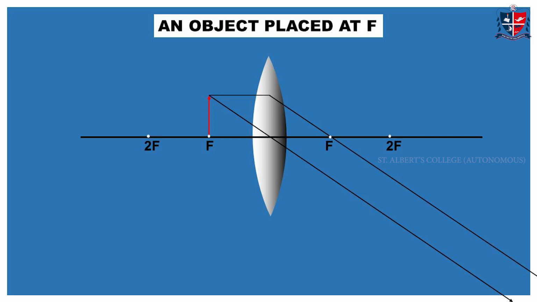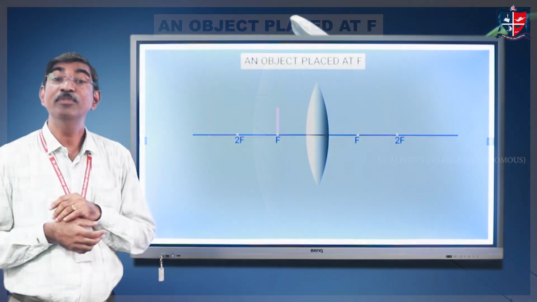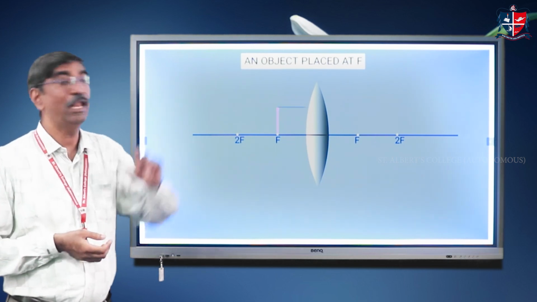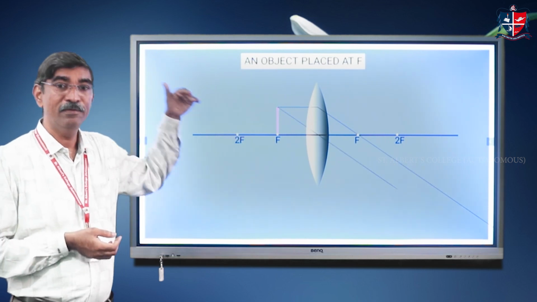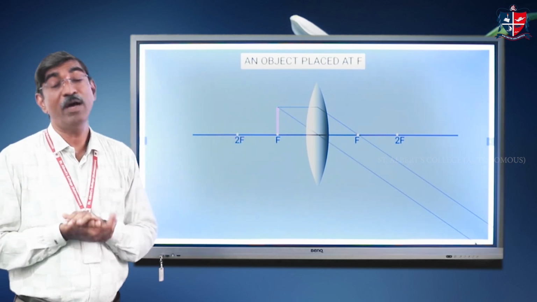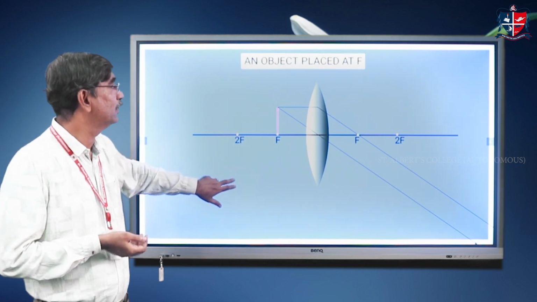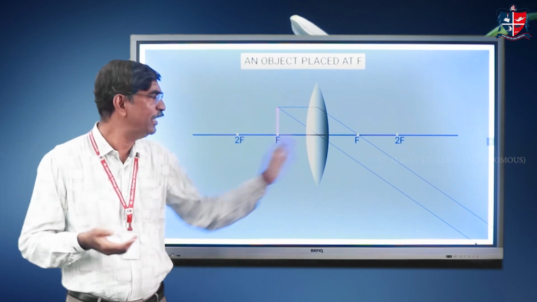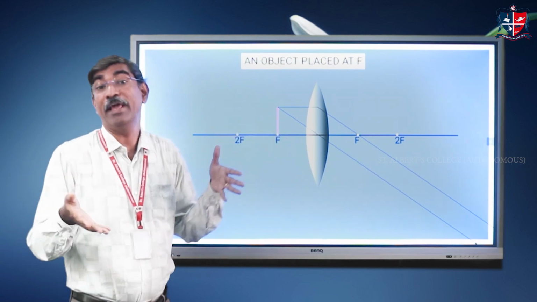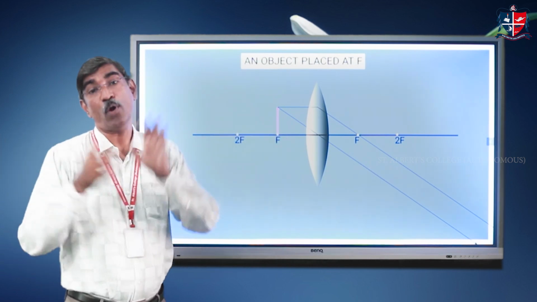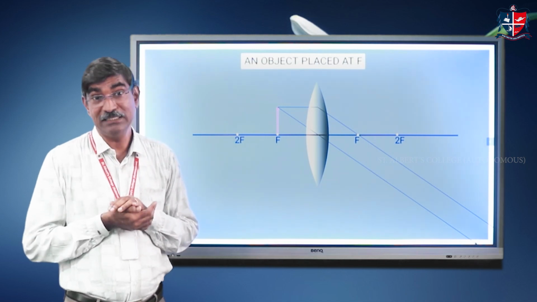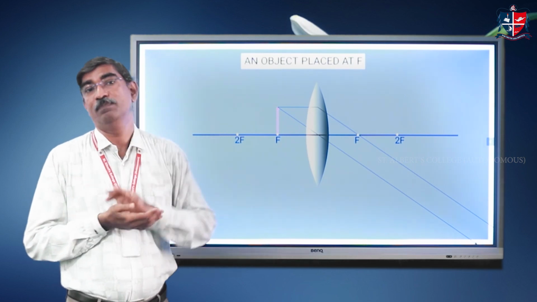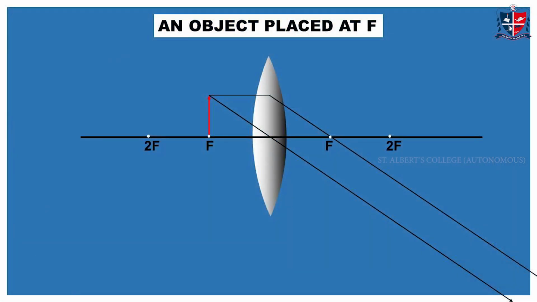Let us take the second case, that is the object is placed at f, that is at a focal point. So the light ray is traveling parallel, then it deviates and it passes through the focal point. The second one is passing through the optic center and it is not deviating. Here you can see that these two rays are not converging at any point after traveling through the lens. That means here we cannot see an image. That image is formed at infinity.